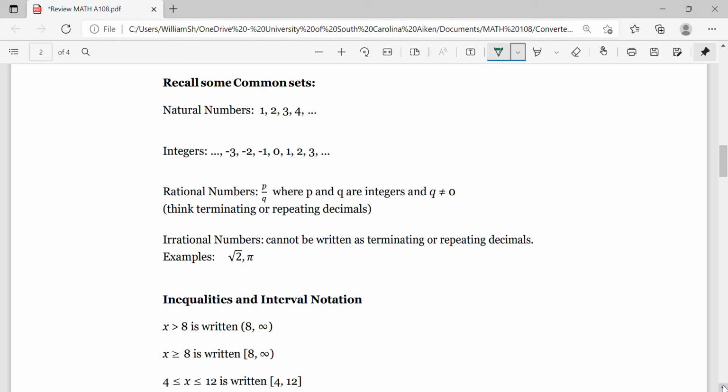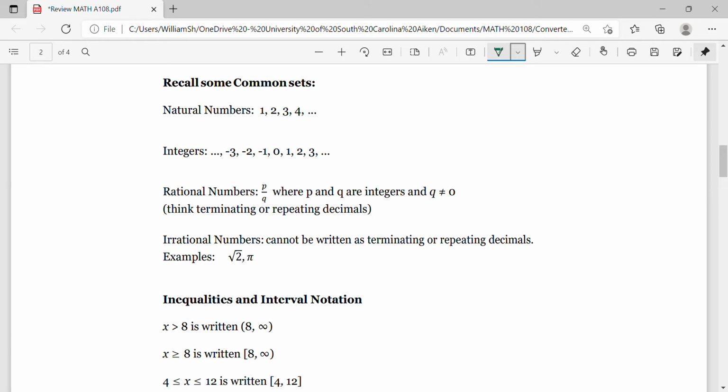Now I told you we were going to review some of these natural number or common sets here, so that's what we're going to do. The first one is the natural numbers, which we've already touched on a little bit. Natural numbers start with 1 and they go up by 1 forever and ever. So it goes 1, 2, 3, 4, 5, 6, 7, 8, 9, 10, 11, 12. You kind of get the point.